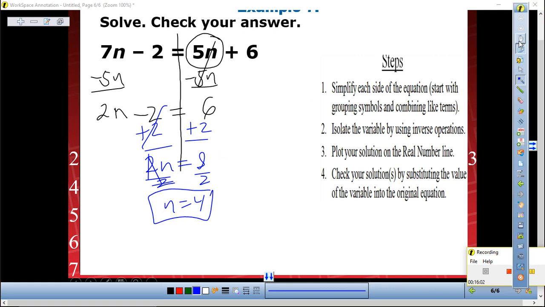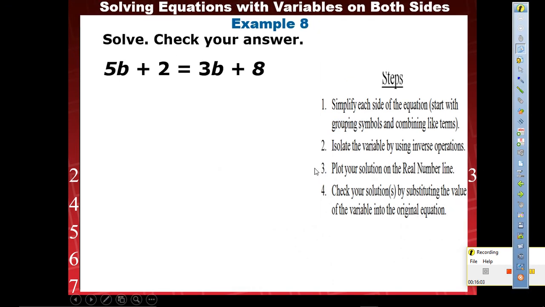Do this next one by yourself. Copy this one. 5b plus 2 equals 3b plus 8. And turn to your neighbor, let them know where you're going to start. Where are you going to start?